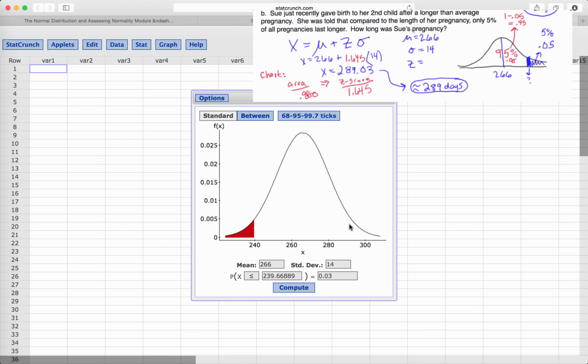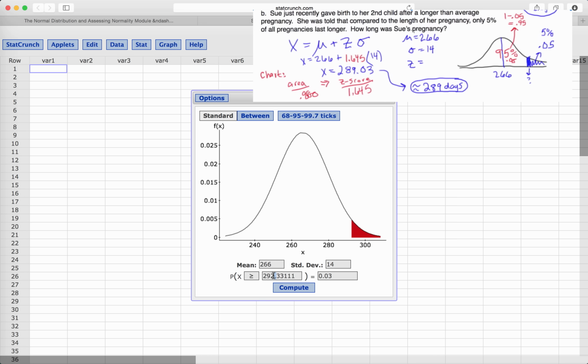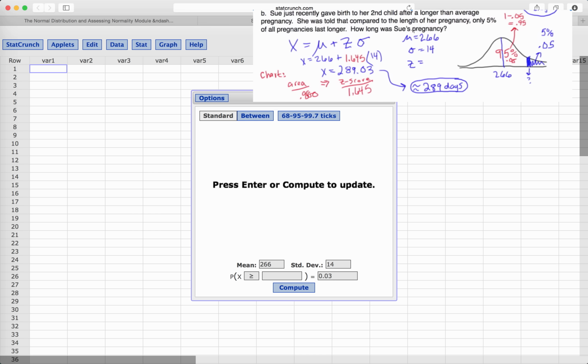For the second problem, we're looking for this observation, this particular woman, who was told that her pregnancy was in the upper 5%. In other words, only 5% of pregnancies last longer than the pregnancy that this woman had. So if we were to rearrange this, we don't know the observation, so I'll clear that. I know that the observations we're discussing are larger than some unknown observation. That's still using the information from the previous problem.